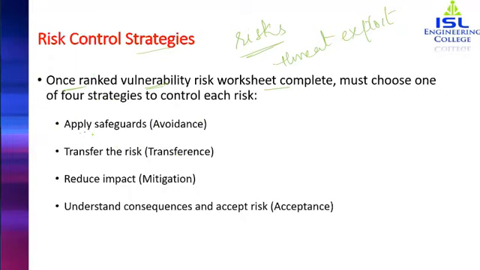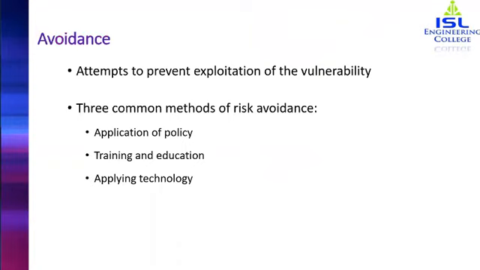The first one is applying safeguards, that is avoidance. Then transferring the risk, that is transference. Reducing the impact is mitigation. And understanding the consequences and accepting the risk is acceptance. So you need to remember these: avoidance, transference, mitigation, and acceptance. These are the four risk control strategies. We're going to begin with the first one, that is avoidance.